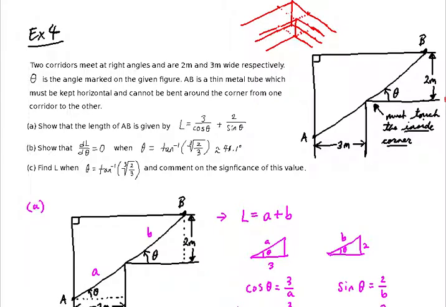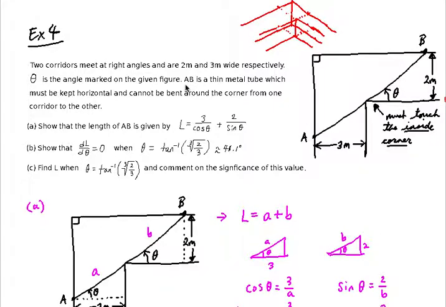Okay, so let's look at one last example on optimization. Let's say we have two corridors that meet at right angles. So this is a right angle, here's a right angle and here's a right angle. This is a hallway, this is a hallway, and they're 2 meters and 3 meters wide respectively. Theta is this angle right here.